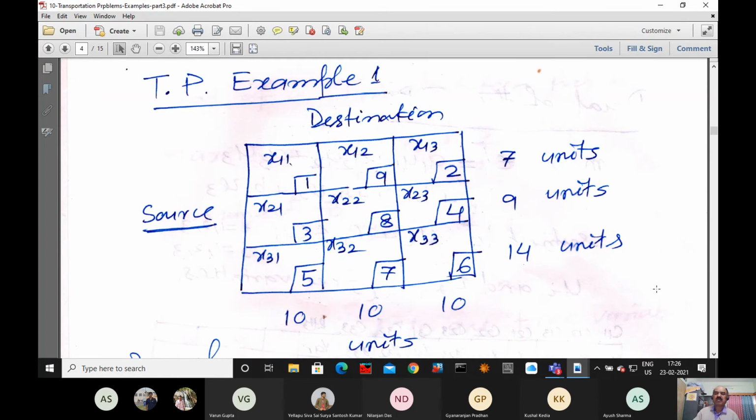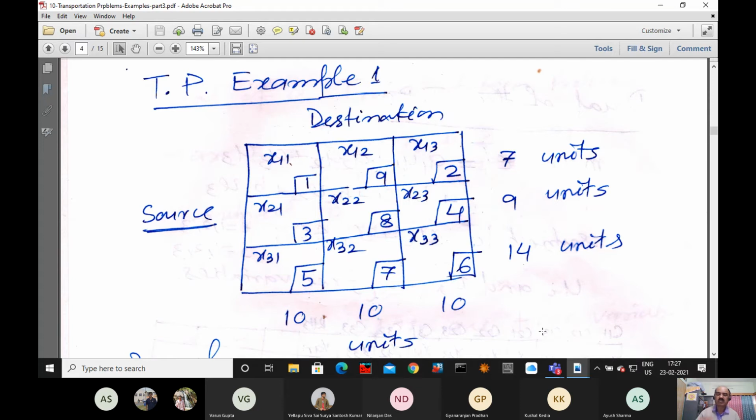Now I'm just taking a 3x3 problem. See here. In this 3x3 problem, how many variables are there? 9 variables: x11, x12, x13, x21, x22, x23, then x31, x32, x33. What is the source availability, A1, A2, A3? 7 plus 9 plus 14. 7 plus 9, 16, plus 14, how much? 30. Then the demands, B1, B2, B3: 10, 10, 10, 30.